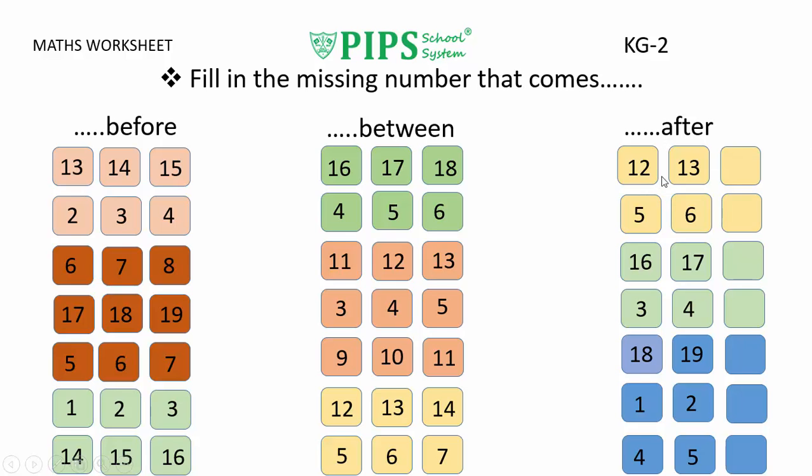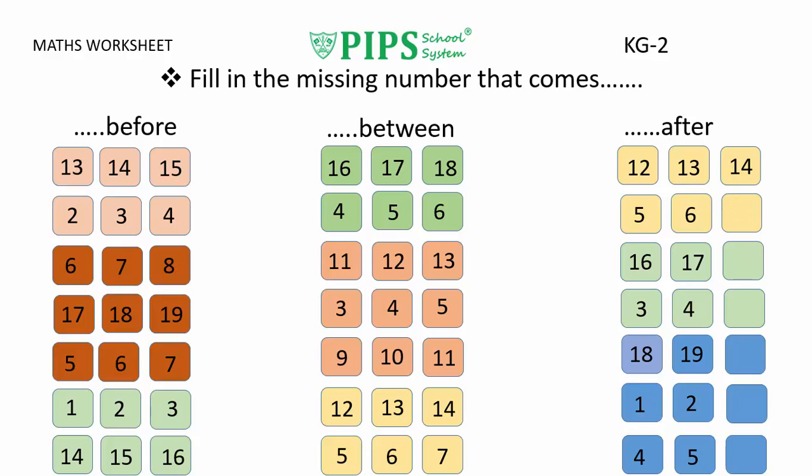Let's start with the number 13. KG2 students, can you tell me the number which comes after 13? Start counting from 11. 11, 12, 13, 14. 14 comes after 13. So we will write the number 14 in the empty box like this.